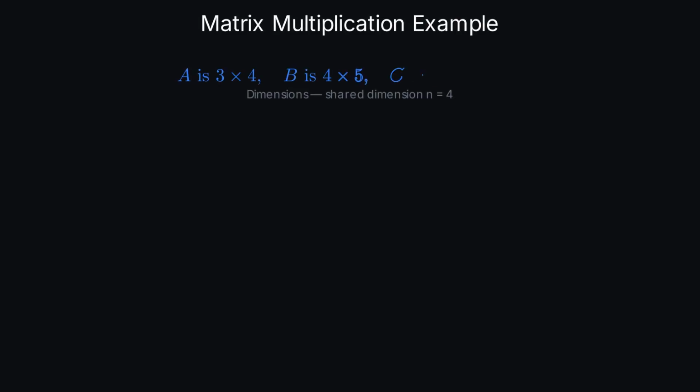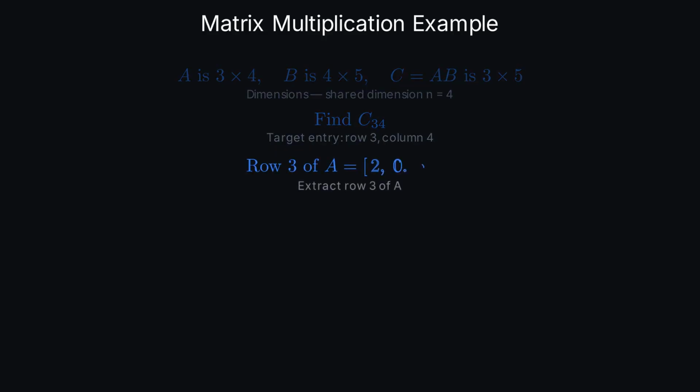Let's walk through a concrete example. A is a 3 by 4 matrix, B is a 4 by 5 matrix. So the product C is 3 by 5. We want to find entry C34. Row 3 of A is 2, 0, 5, 1. Column 4 of B is 4, 3, 1, 7.